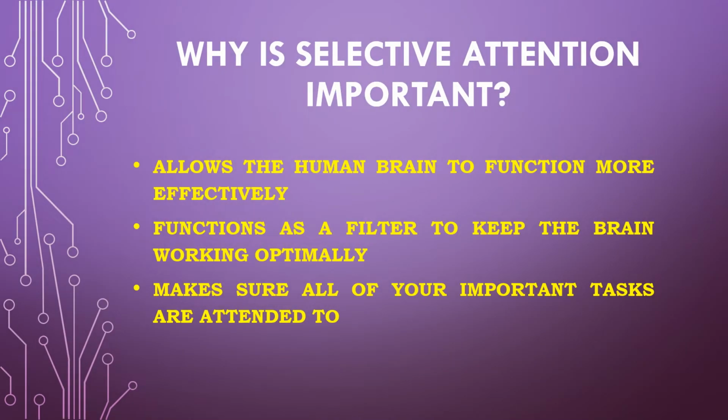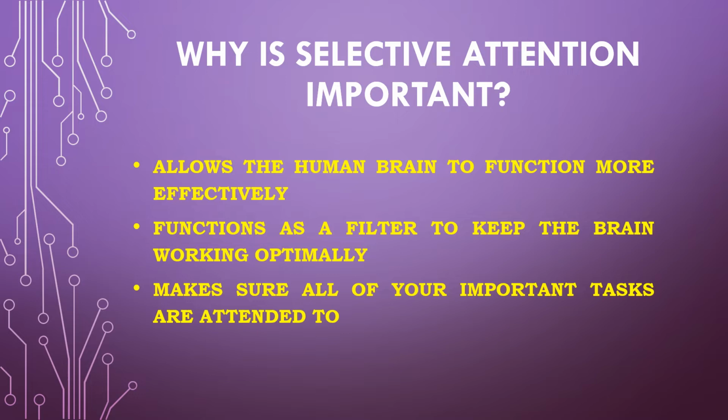Why is selective attention important? It is important because it allows the human brain to function more effectively. Consider the example of a computer. If a large amount of data is stored and so many windows, tabs, and programs are opened, what happens? The computer becomes slower. In the same way, the human brain would quickly and easily become overloaded if selective attention was not there. So, selective attention is very important for the function of the human brain. It acts as a filter to keep the brain working optimally.